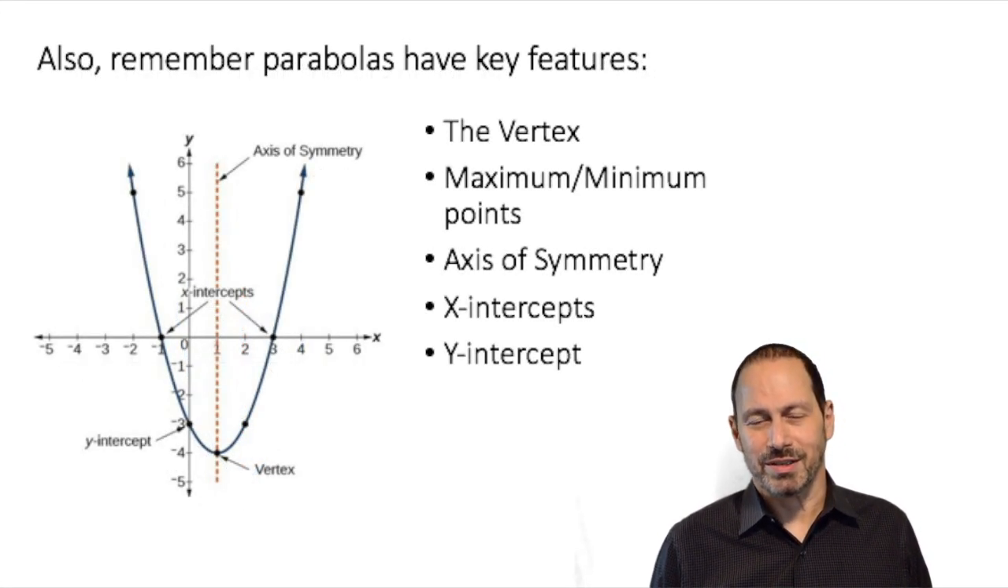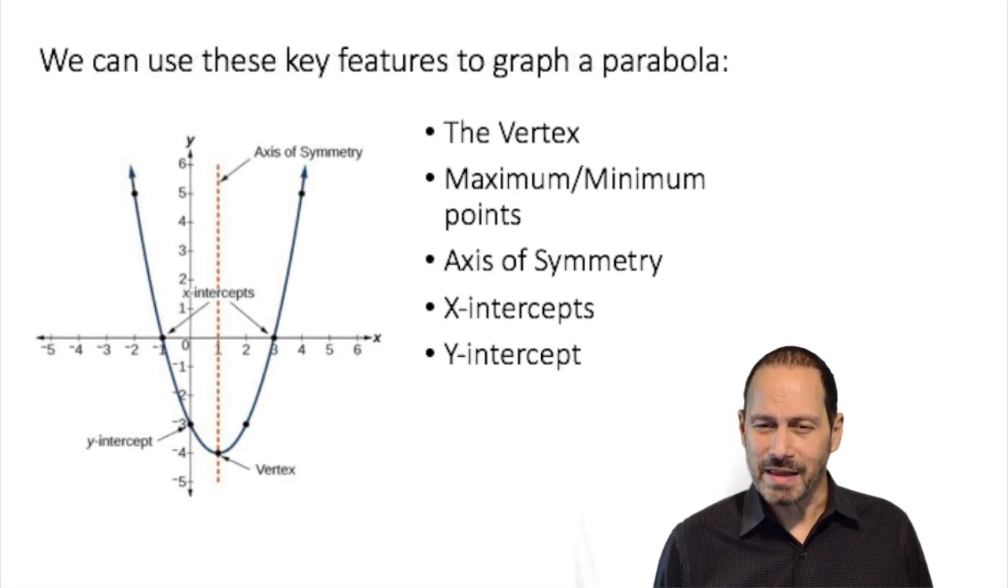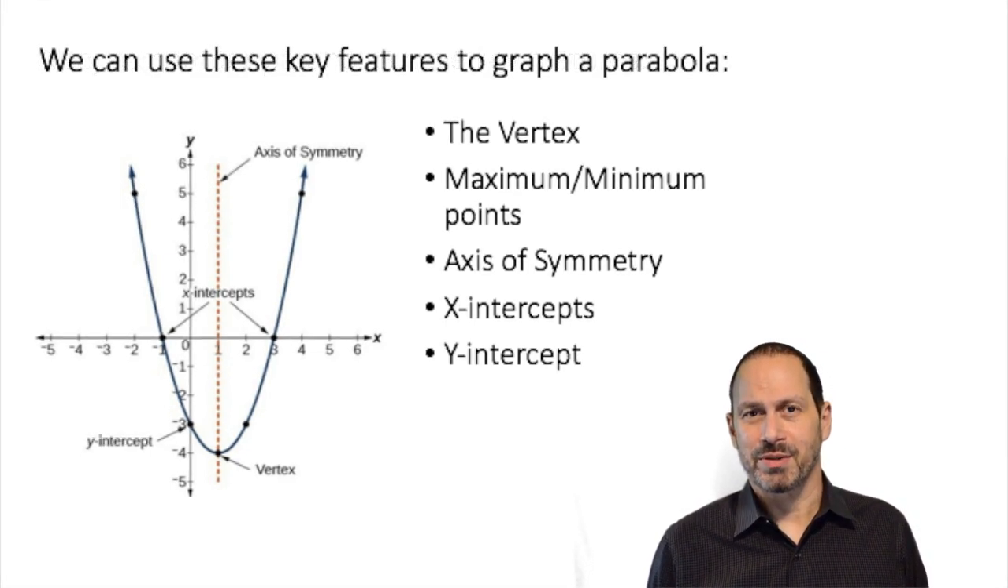They have a vertex. They have maximum and minimum points. They have an axis of symmetry. They have x-intercepts. And they have a y-intercept.